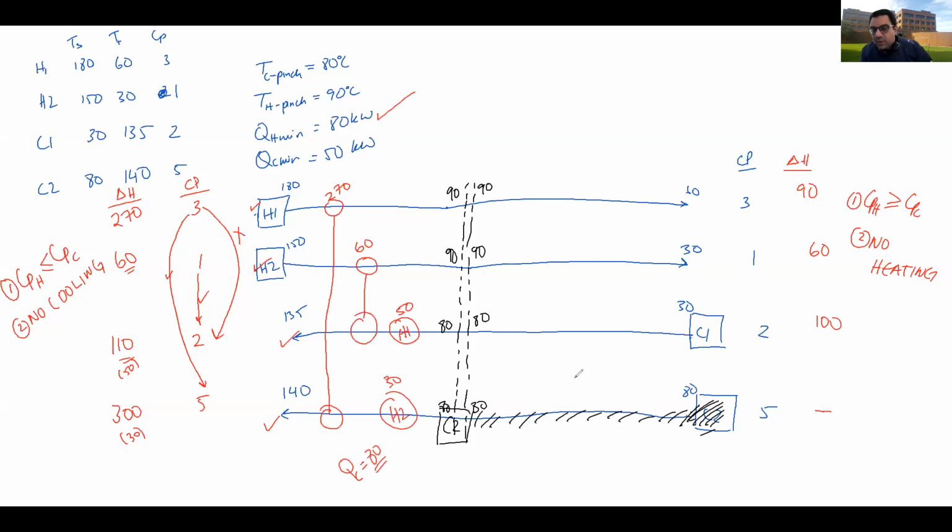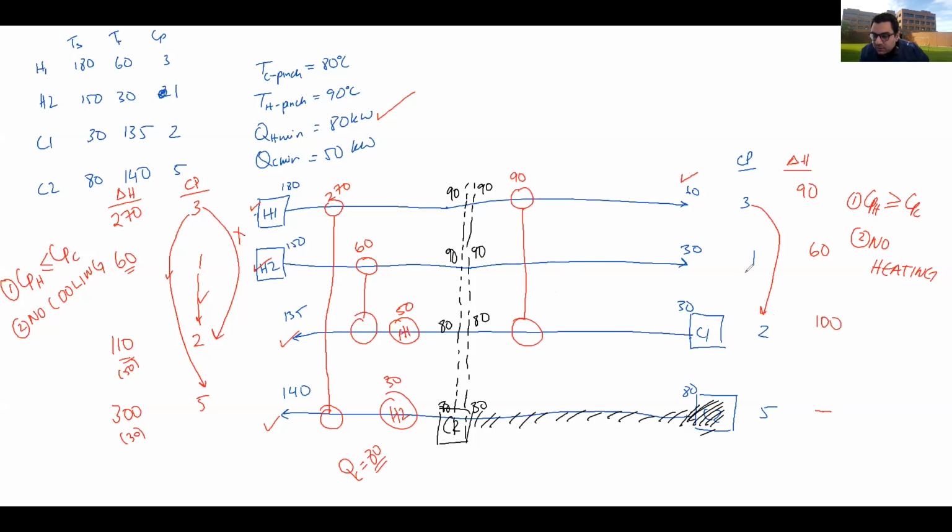My numbers are fine. Let's move below the pinch right here. So I need the CP hot to be greater than the CP cold. Let me compare the first hot stream to the first cold stream. Is CP of H1 greater than CP of C1? Yes. So I can make this transfer. So let's connect these guys. Okay, so this one has 90. This one needs 100. So I'm going to transfer all the 90 from H1 to C1. And this means that H1 below the pinch is satisfied. Done.